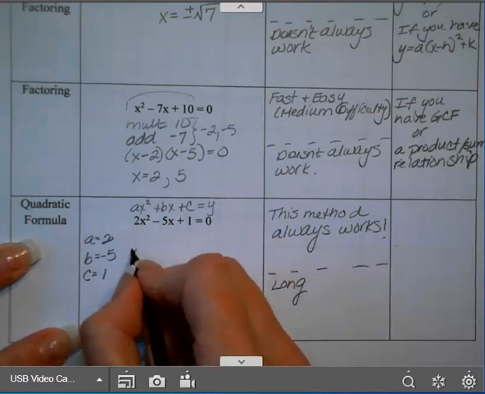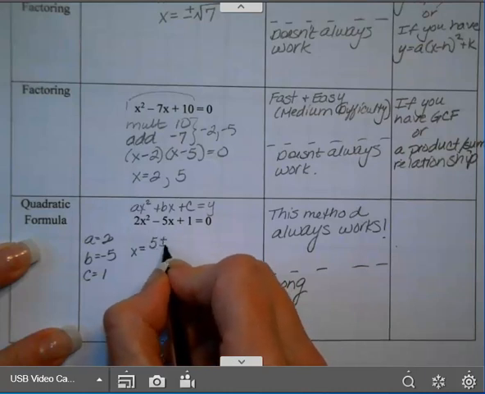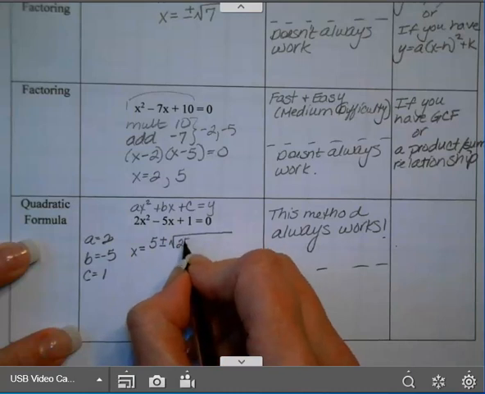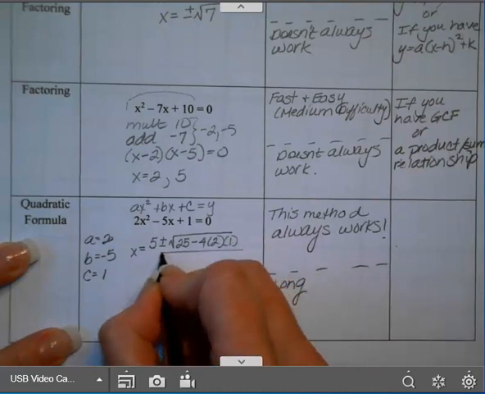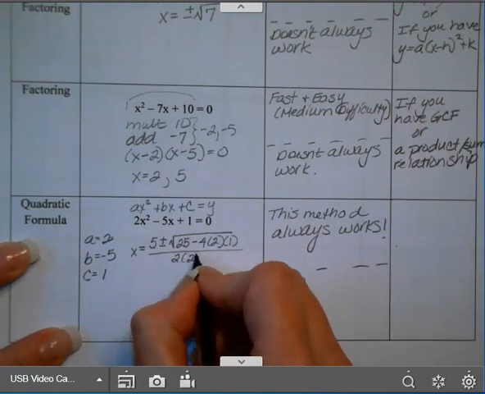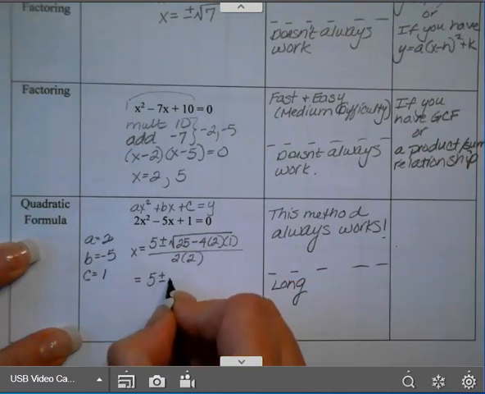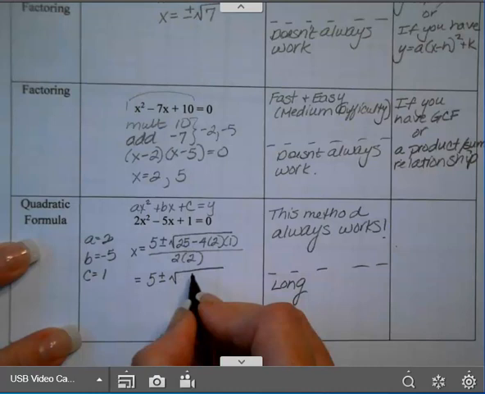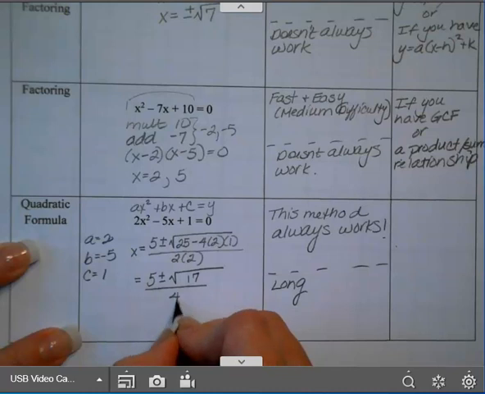So x equals -b, so that's going to be 5, plus or minus the square root. Square b, when you square a -5, you're going to get a plus 25, minus 4 times a times c, and that's all divided by 2 times a. And then 25 minus 8 is 17. You can do that on your calculator if you want to. And that is all over 4.